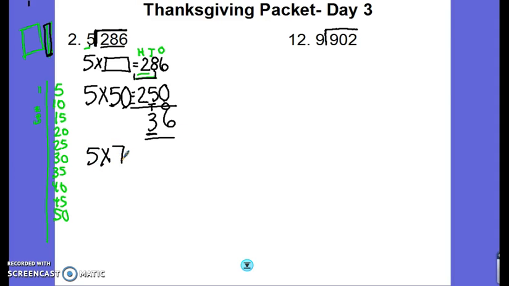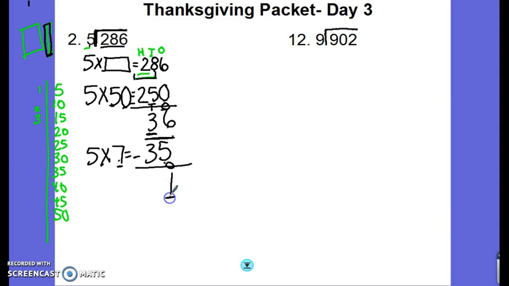To know what unit to multiply by, I look back up here. I'm doing 36 ones, so I need to multiply 5 times 7 ones. 5 times 7 is 35. My next step is I subtract. 6 minus 5 is 1. 3 minus 3 is 0. Again, I label the place. I go back to step 3 on my card and repeat the steps again.